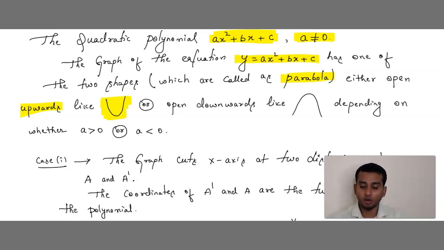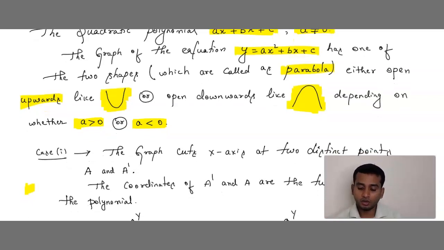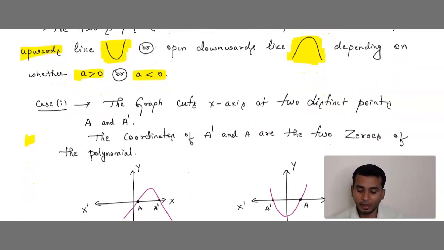Either it can open upwards or it can open downwards, depending on the condition of a. If a is greater than 0, it is positive, and then it shows an upward graph. If a is less than 0, it is negative, and then it shows a downward graph. Is this clear? Now let us see the different cases in a parabola.